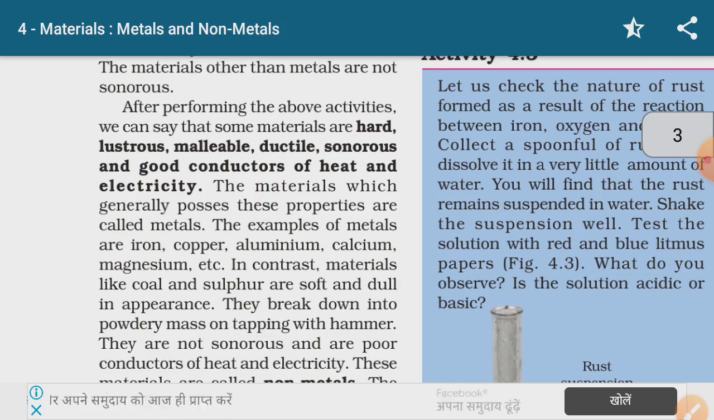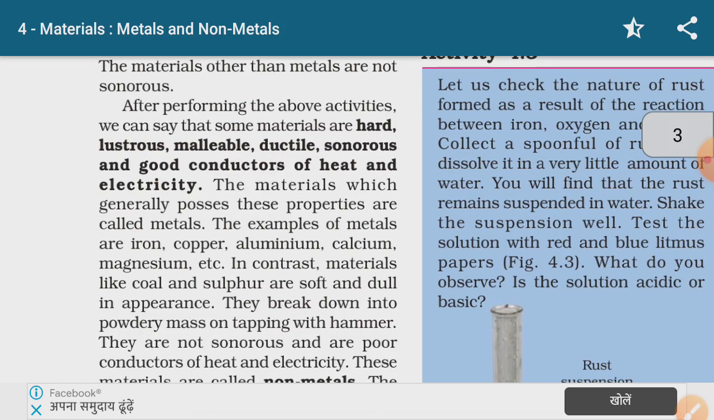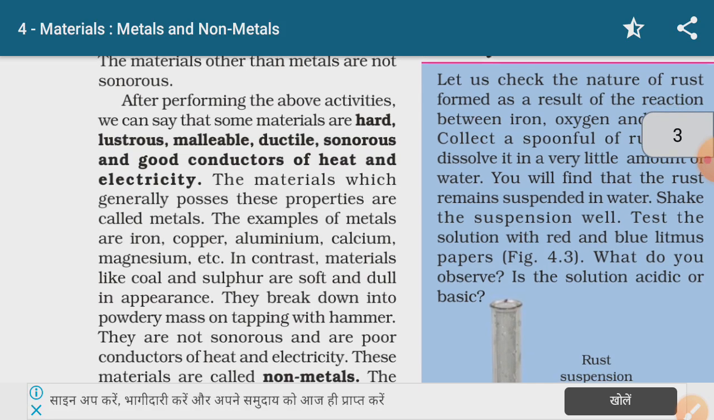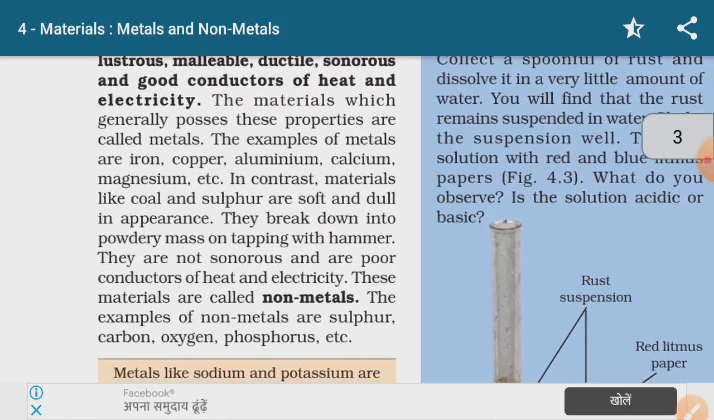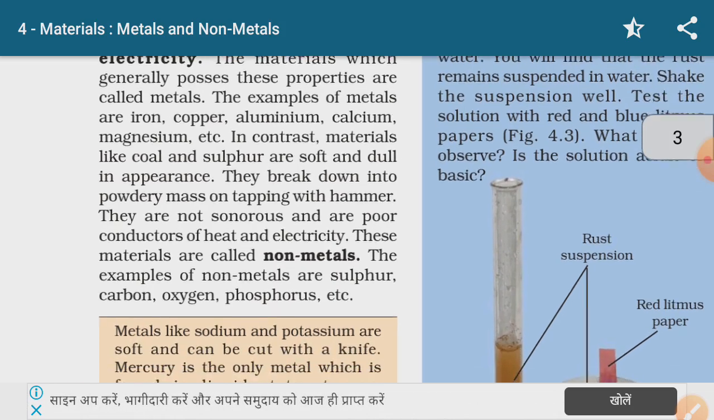In contrast, just opposite of this, materials like coal, sulfur are soft and dull in appearance. They break down into powdery mass on tapping with a hammer. They are not sonorous and are poor conductors of heat and electricity. These materials are called non-metals. The examples of non-metals are sulfur, carbon, oxygen, phosphorus, nitrogen, etc.